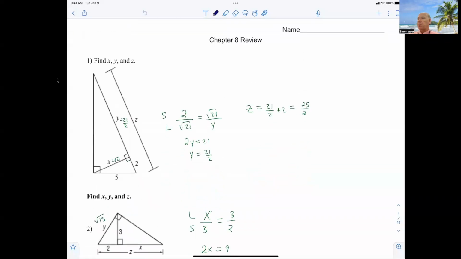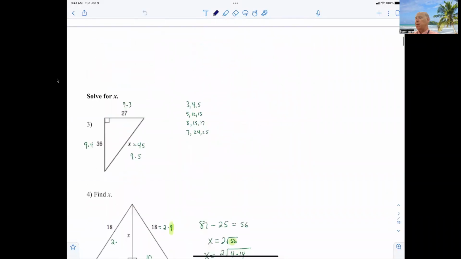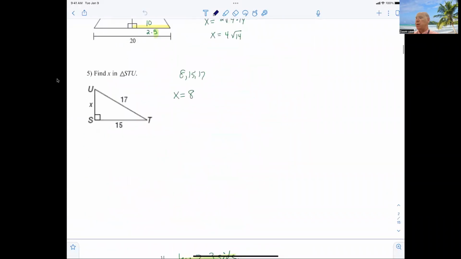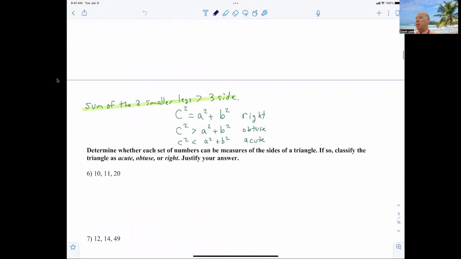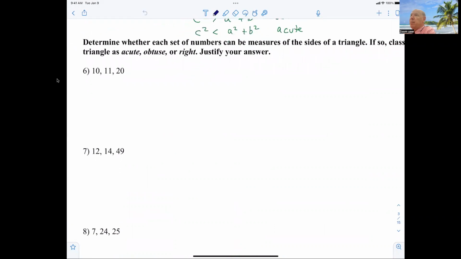All right. So I think we did 1 and 2 together. We did 3 and 4 together. 5 was good. All right. Now, of course, determine whether it can be a triangle. So number 6, can that be a triangle?